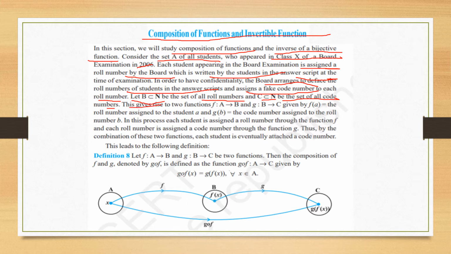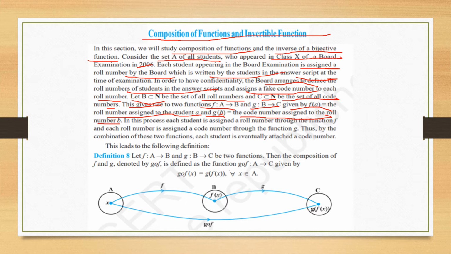Now this gives rise to two functions. f is a mapping from A to B, and g is a mapping from B to C, given by f(a) is the roll number assigned to the student a, and g(b) means the code number assigned to the roll number b. Because here we are talking about the code number which is assigned to a roll number.